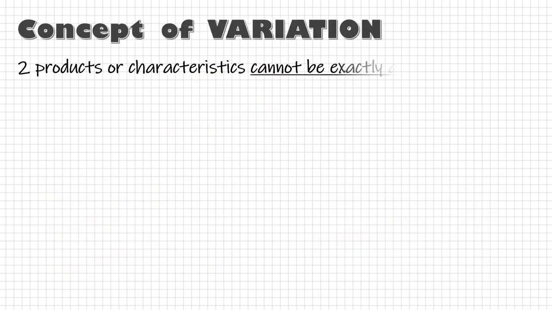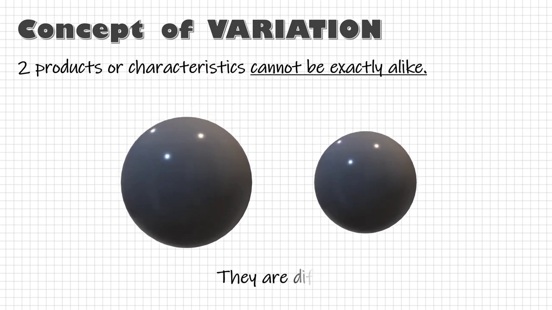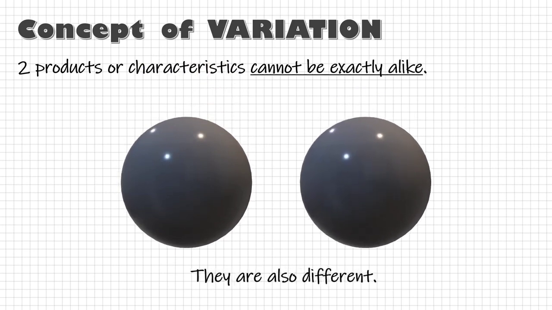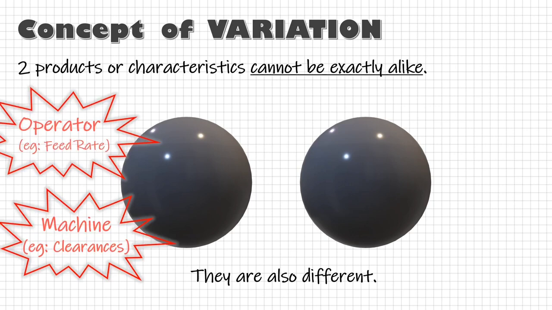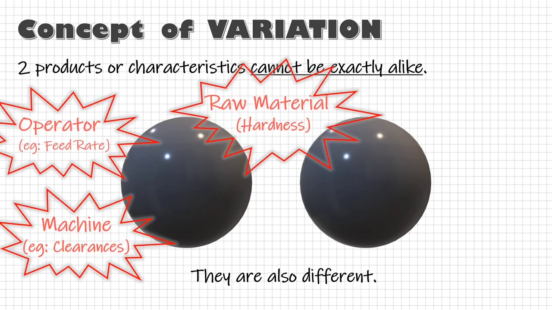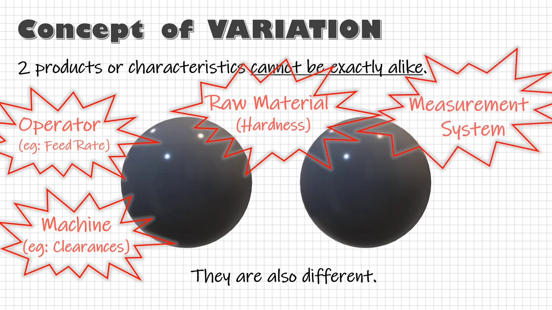It is said that two products or characteristics cannot be exactly alike. Now this difference can be large or immeasurably small, but it is always there because the process contains many sources of variability, such as different operators, maintenance condition of machine, variation of raw material, variation of measurement system, and environment condition.